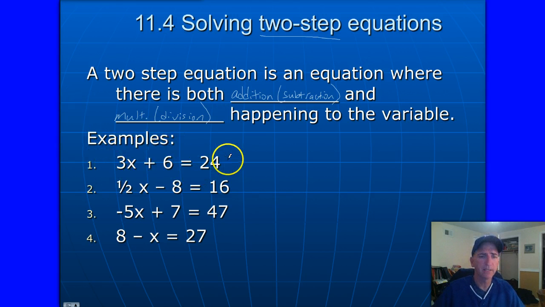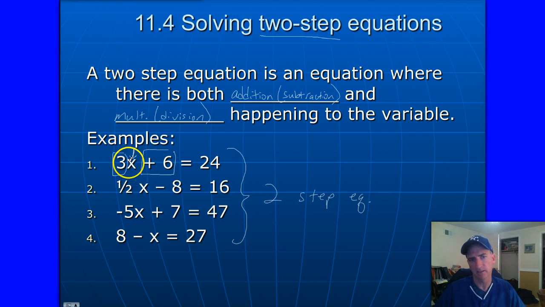Okay, now this particular slide, we're not going to work it out here. I just want you to see that all of these are two-step equations. Okay, I just want you to look at them for a moment and see it's a two-step equation because number one, the variable has addition and multiplication. It has two things you're going to have to undo.